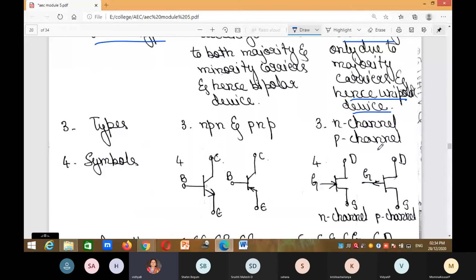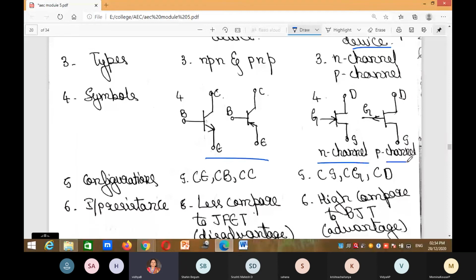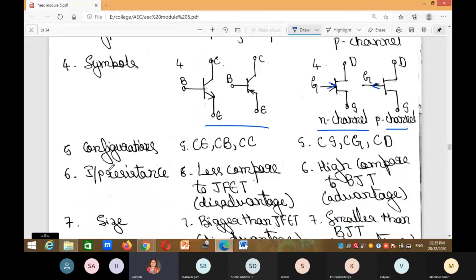The symbols of BJT are like this. The symbols of FET, N channel like this, and P channel. You can observe the direction: it is inwards, and here it is outwards. The configurations in BJT are common collector, common emitter, common base. But when you take FET, common source, common gate, common drain.